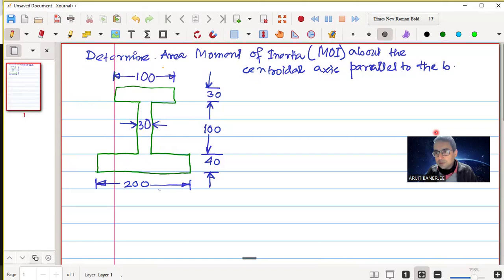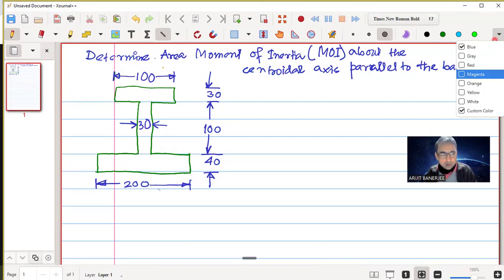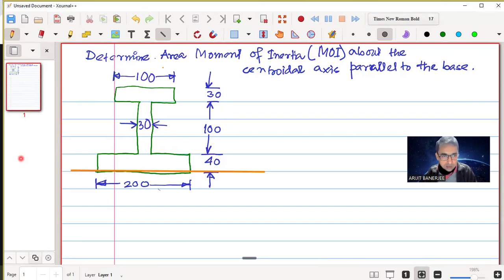The base. What is the meaning? Base is this line. This line is the base. So the axis which is parallel to this base and passing through the centroid.